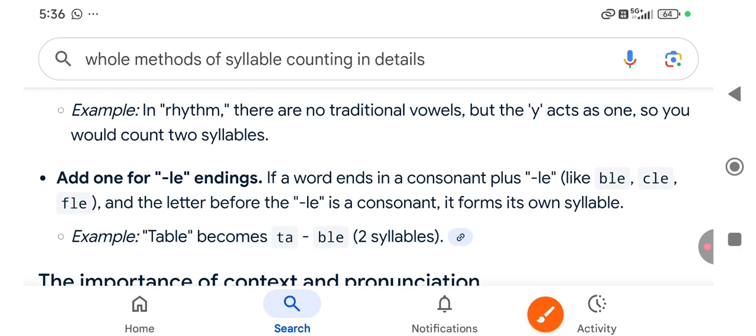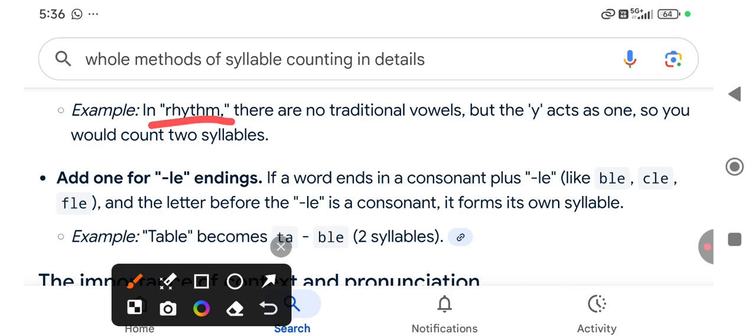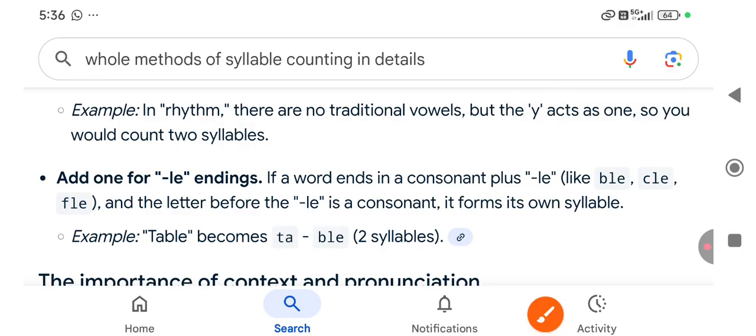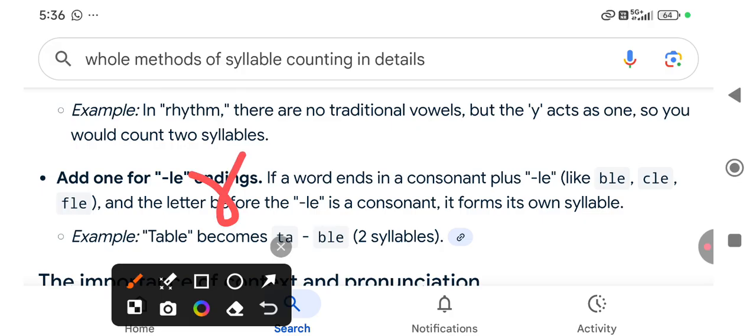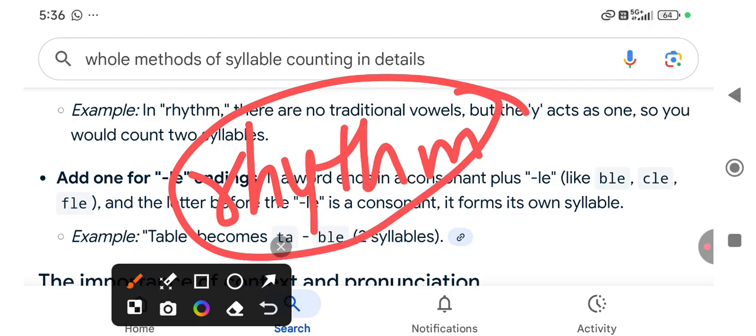For example, in the case of rhythm, there is no traditional vowel. A vowel is not used here, but Y acts as one vowel, so you would count two syllables. So rhythm is a two syllable word. In this case, there is no vowel letter. There are some words in which vowels are not used in the dictionary. Few words, but yes, Christ and many others have no vowel.